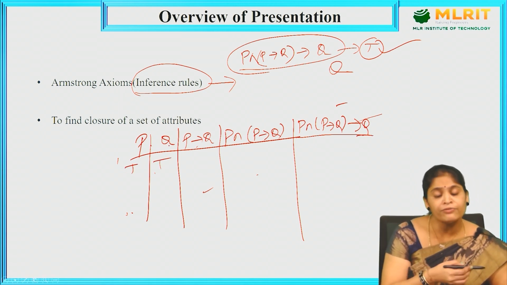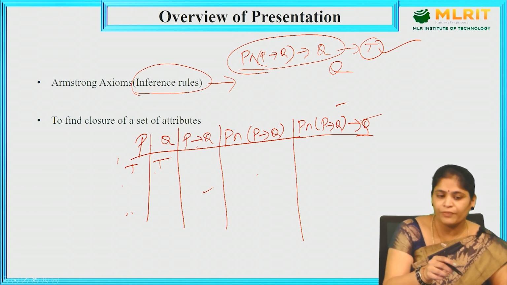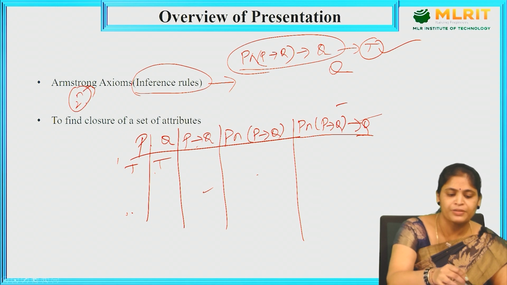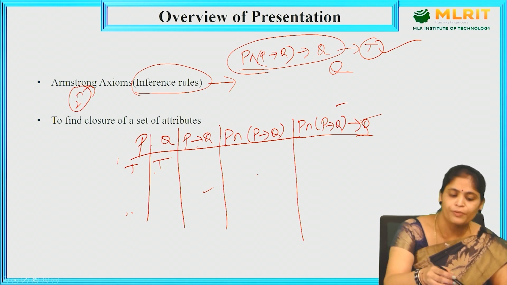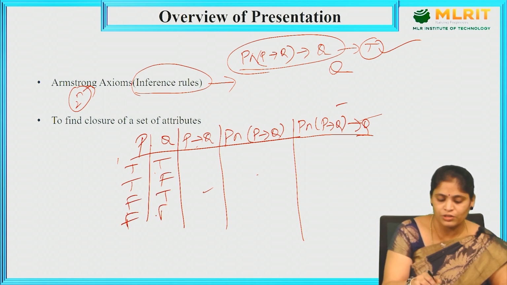As we have two different variables, the formula is 2 power n, where n represents the number of variables. That means 2 power 2, so 4 combinations we will get: true true, true false, false true, and false false.